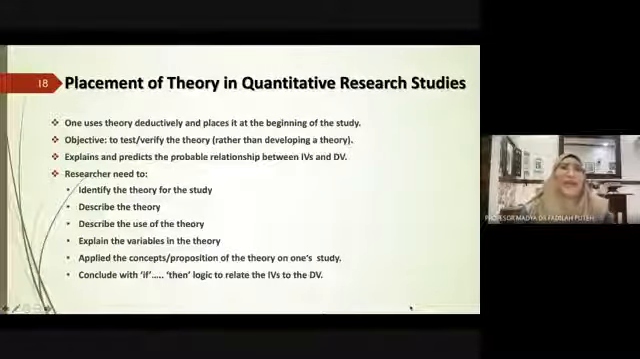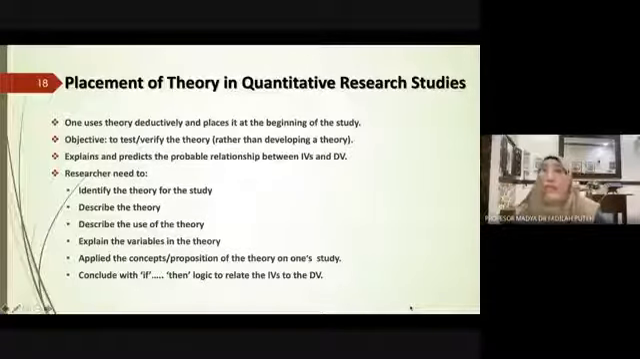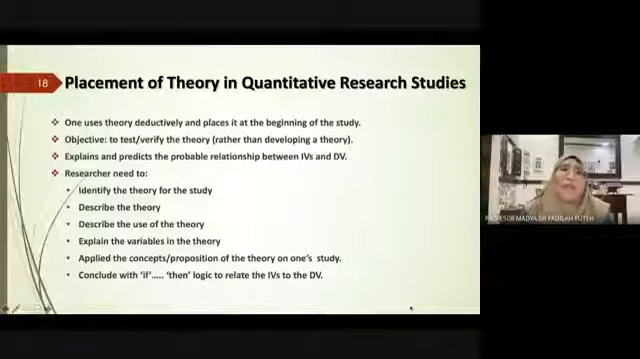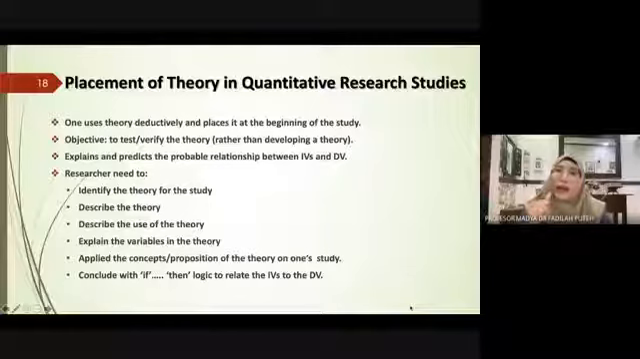And then you have to describe the use of the theory, how the theory is useful for your study, how this theory helps you to justify your research framework. Then apply the concept or the proposition of the theory in your study, in the form of hypotheses, and conclude with if-then logic to relate the IVs to the DV. I'm sure that your supervisor can help you on this. But basically, if you are using theory in a quantitative study, these are the things that you need to know. Identify the right theory, describe the theory, and explain how the theory is useful for your study.